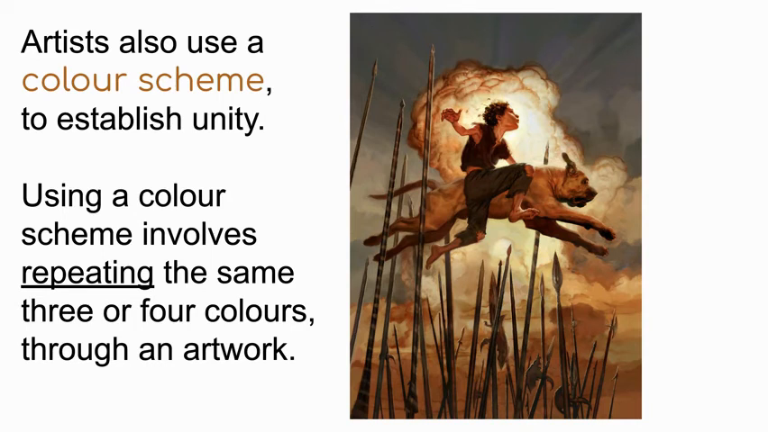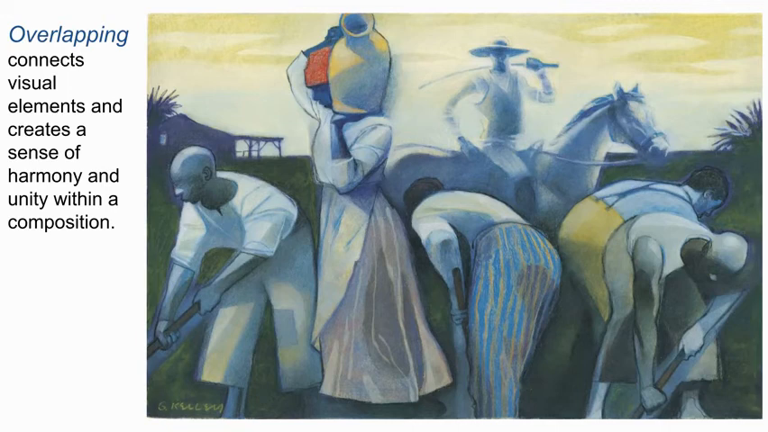Color scheme is a big deal in visual art, whether it's graphic design or traditional fine art. Here's a great example of an artist who stuck to, say, a 3-color color scheme, which really helps to create harmony. So again, repetition, meaning the same set of colors is repeated throughout the design.